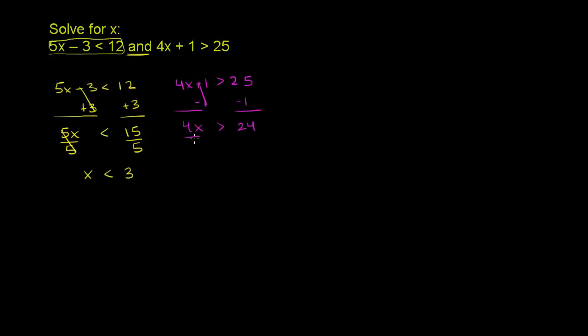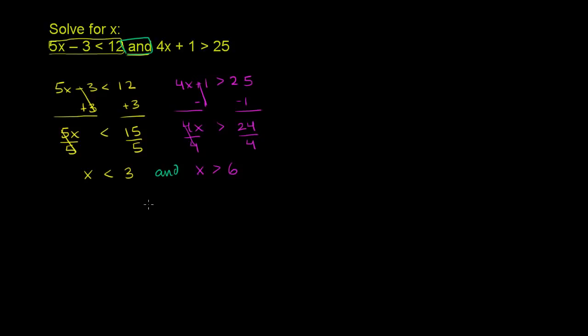Divide both sides by positive 4. Don't have to do anything to the inequality since it's a positive number. And we get x is greater than 24 over 4, which is 6. And remember, there was that "and" over here. So x has to be less than 3, and x has to be greater than 6.